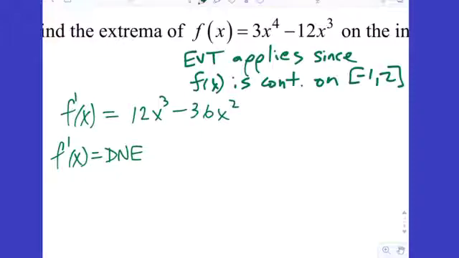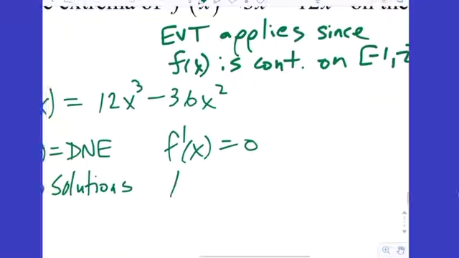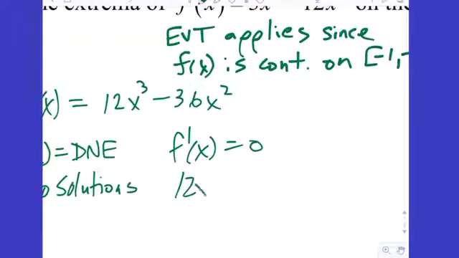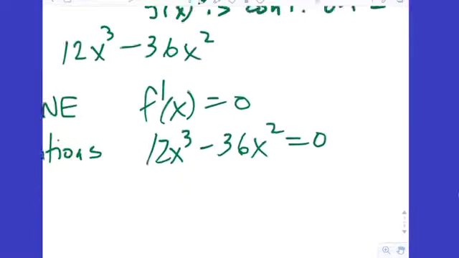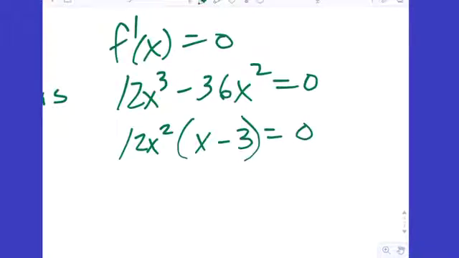No, it's a polynomial. So there's no solutions from the DNE, so we don't get any critical values from there. Now we say, does f prime ever equal 0? And it's a cubic polynomial, so yeah, it might. So instead of saying f prime equals 0, feel free to actually set what f prime is equal to 0. So now you'll factor out a 12x squared, and you end up with x minus 3 equals 0. So there's 2 critical values. You got x equals 0 and x equals 3.